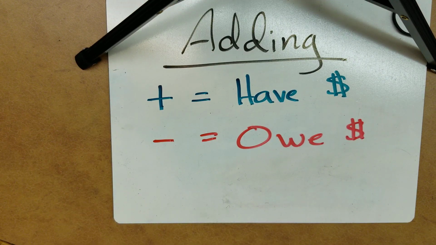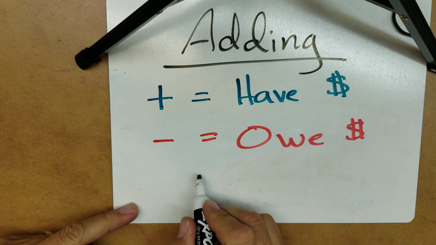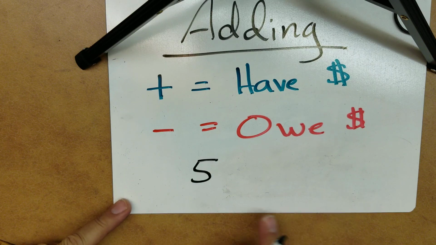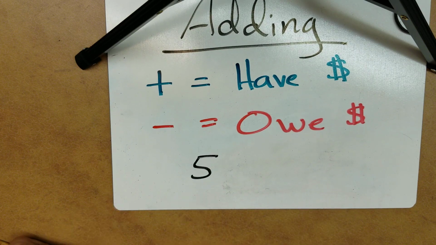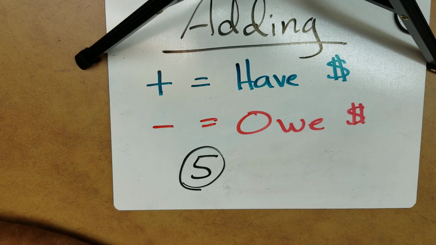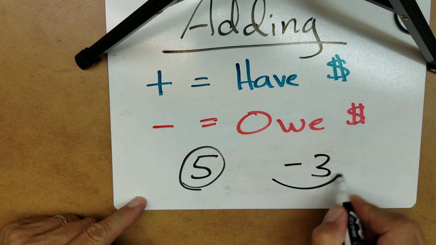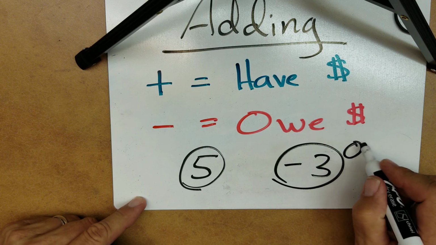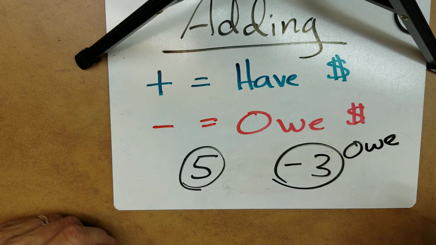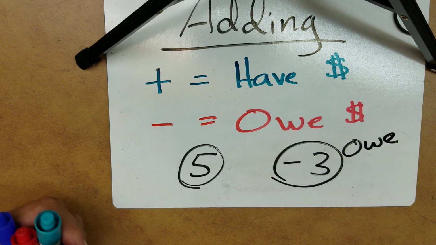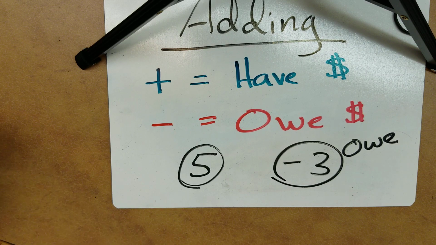So as an example, if I have a +5, which you might recall, we don't always just put the plus sign or the positive sign there. It's just a 5. That means you have $5 in your pocket. Congratulations, you're rich. But what if you have a -3? -3, that means you owe me some money. And when you owe somebody money, you better pay them. That's called being honest and being fair.